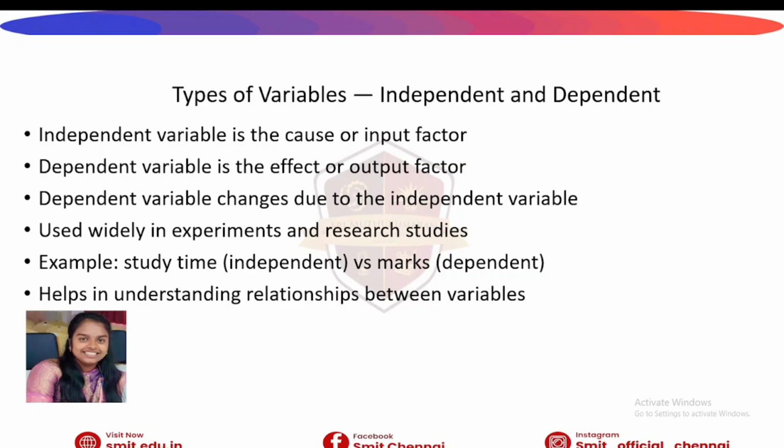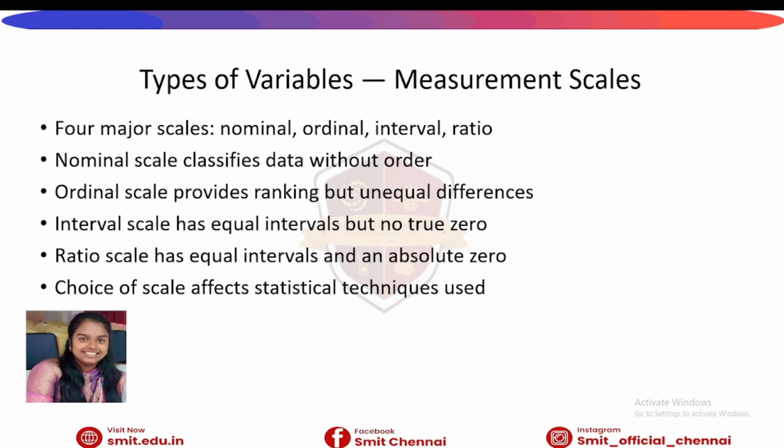Now moving on to types of variable measurement scale. Four major scales: nominal, ordinal, interval, and ratio. Nominal classifies data without order. Ordinal scale provides ranking but unequal differences. Interval scale has equal intervals but no true zero. Ratio scale has equal intervals and an absolute zero. Choice of scale affects statistical technique used.